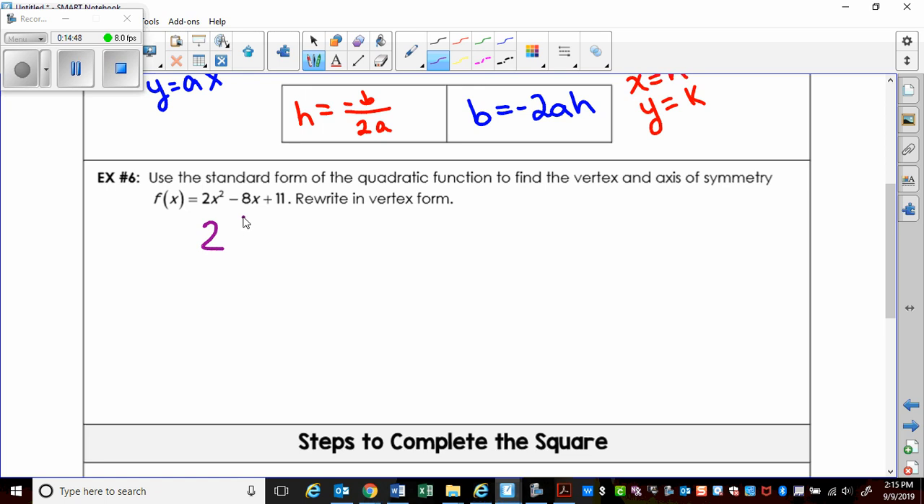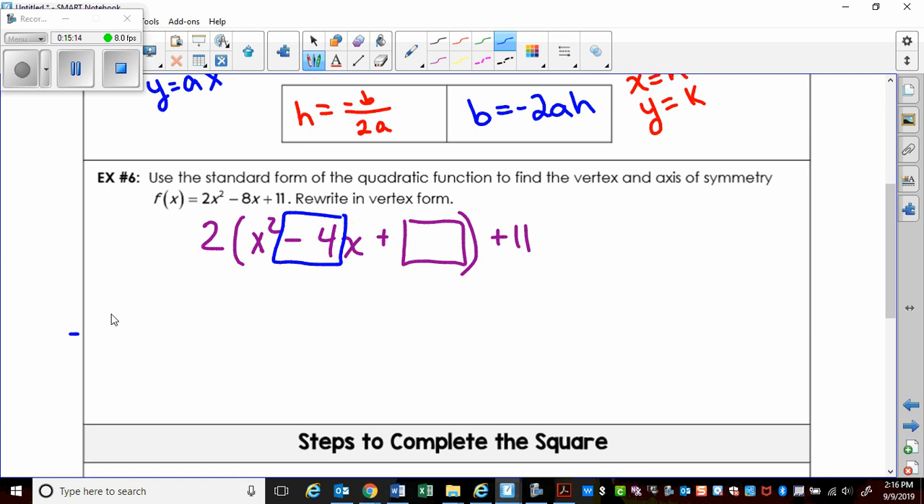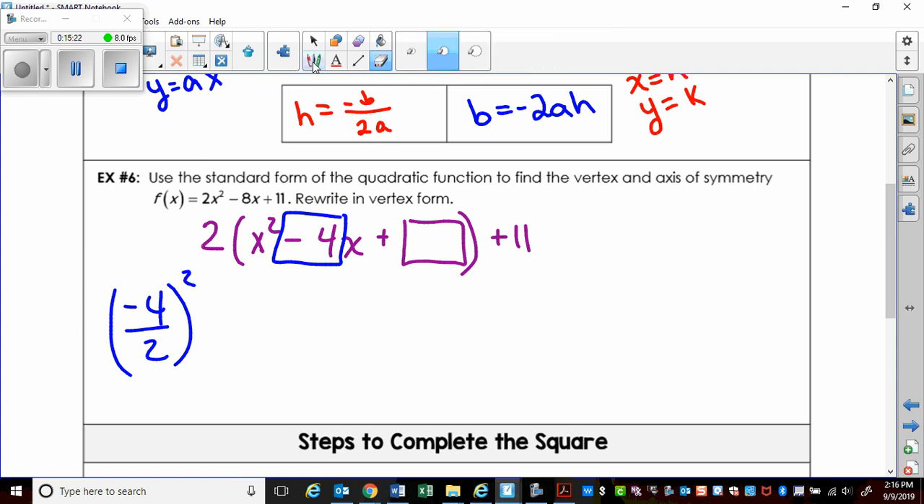So 2 parentheses, still x squared, minus 8 divided by 2 is 4x, and then plus, I'm going to leave a space, and I'm not factoring the 2 out from the 11. I'm putting that on the other side of the parentheses, so plus 11. Now I'm going to do the same thing. I'm going to take the b term, which is actually a negative number this time. It's negative 4. Negative 4 divided by 2. I have to do that first and then square it. That's my formula. Divided by 2 and then square it. So negative 4 divided by 2 is negative 2, okay? But when I square it, it becomes a positive number.